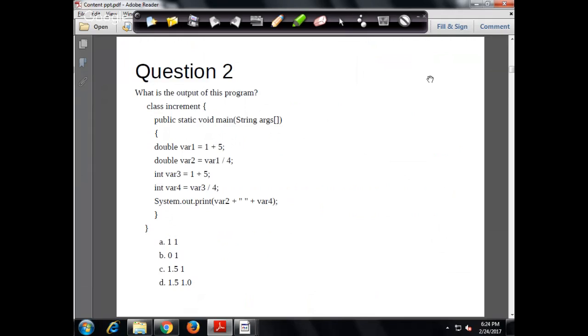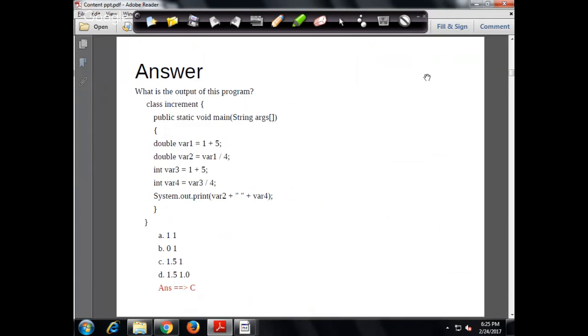So now Pramod says D. Okay. Akash still says C. So Subhadeep says C. Okay. So let me just show you the answers quickly. So the answer is C. Now let me just give an explanation of this.